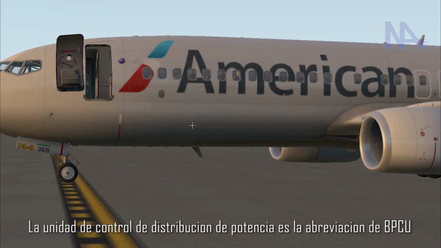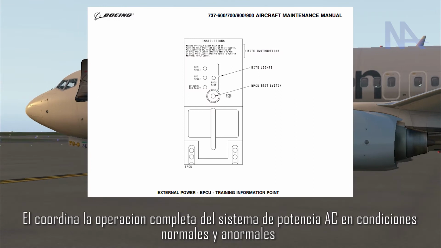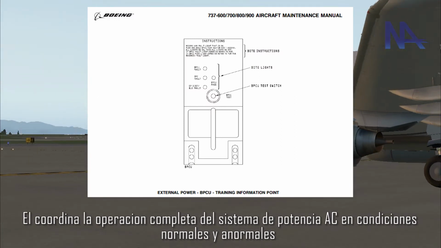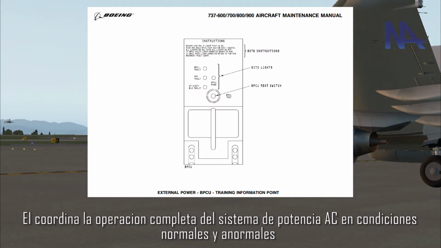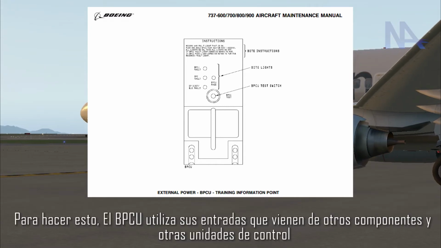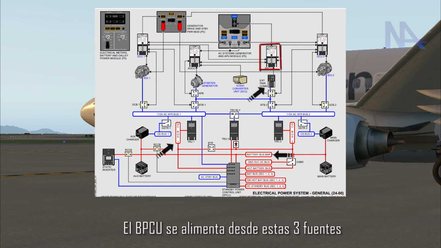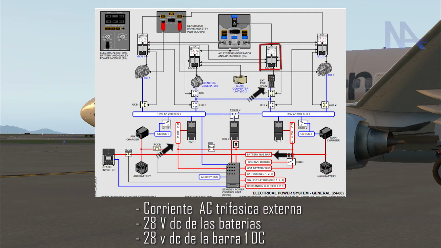The bus power control unit is the abbreviation of BPCU. It coordinates the operation of the full AC power system in normal and abnormal conditions. To do this, the BPCU uses its inputs from components and other control units. The BPCU gets power from these three sources: external three-phase AC power, 28 volt DC from the batteries, 28 volt DC from DC bus 1.